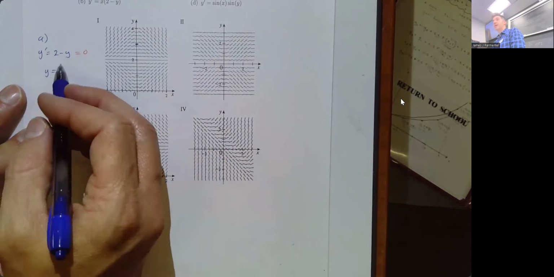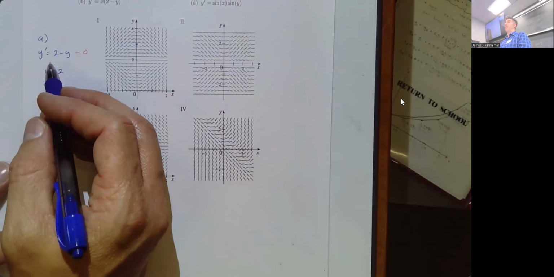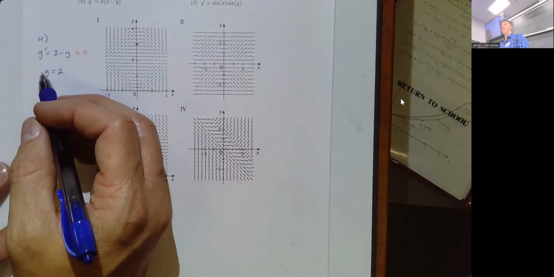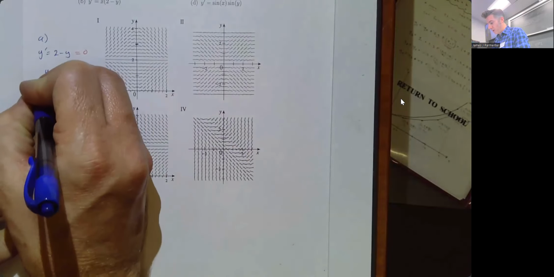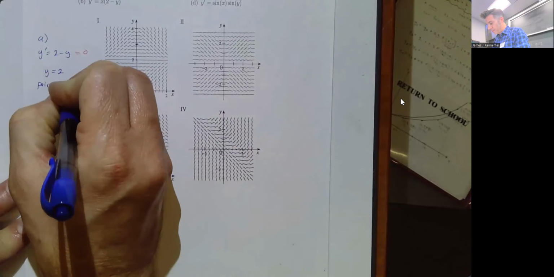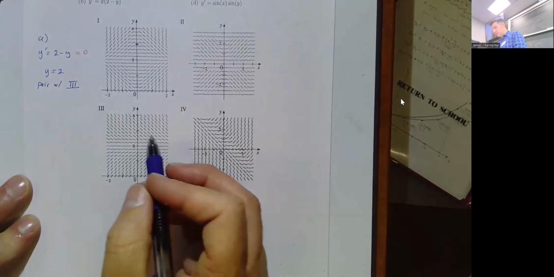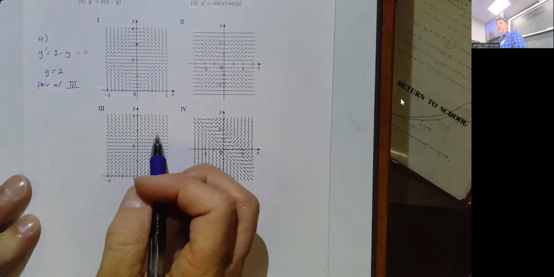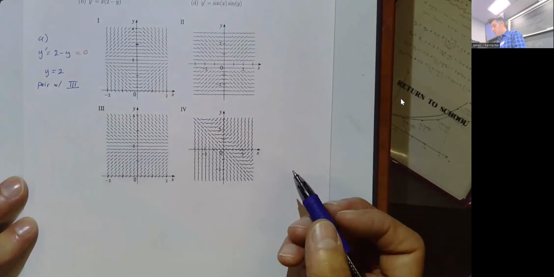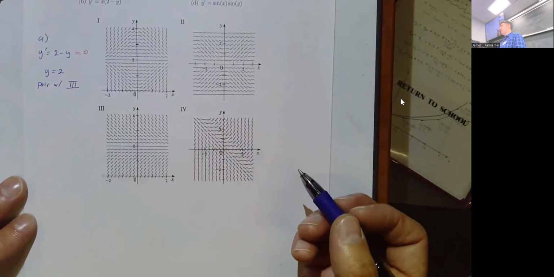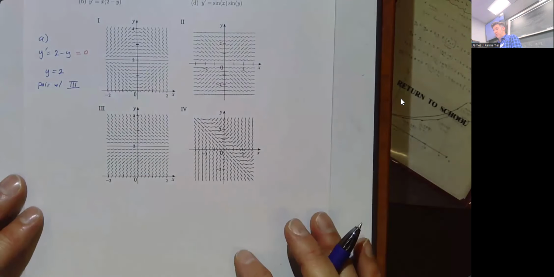Since this differential equation is autonomous, it only depends on y, this one must pair with 3. That's the only one where if you move left or right, it doesn't affect what the derivatives are. Cool. But I would say the first thing I look for is setting it equal to 0.